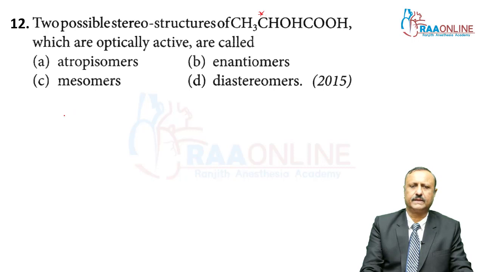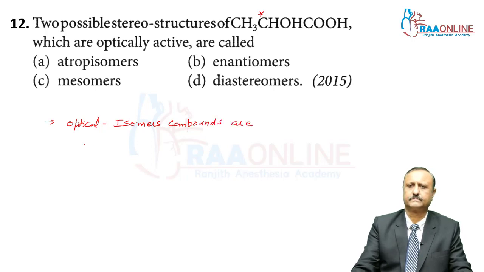So you can see that optical isomers, these compounds, are also called enantiomers. Here my dear students, for question 12, option B is the correct answer.